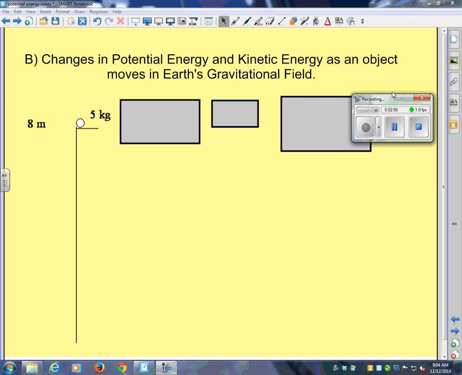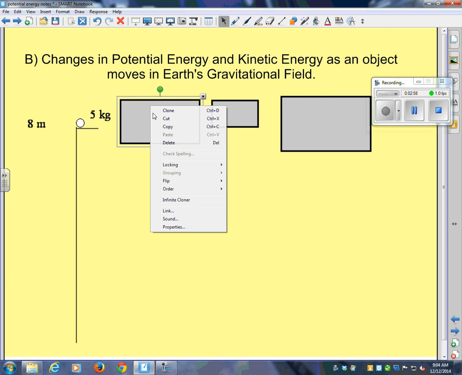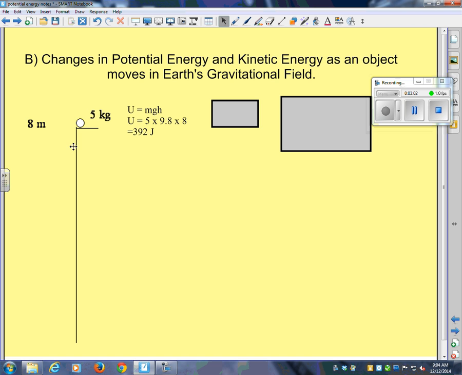Okay, here's where it maybe gets a little bit interesting. Let's say you've got a 5 kilogram cannonball, and it's on top of an 8 meter high cliff. What is the gravitational potential energy? mgh, 5 times 9.8 times 8, or 392 joules. What is the kinetic energy? 0. Why is it 0? Not moving. Sitting there on the ledge enjoying the sunshine.